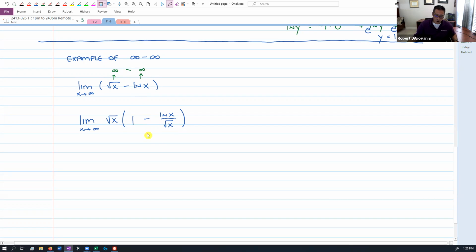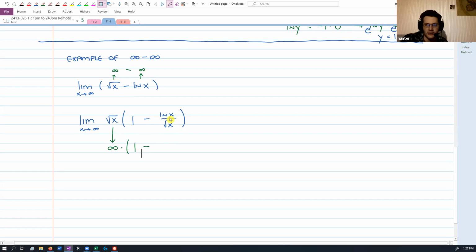So that does work. And now if I look at these limits, this goes to infinity, right? Times, now I have 1 minus, now what does this one go to? If I let x go to infinity, what do I get on top? That's infinity over infinity, right? And that, we don't know what that is.